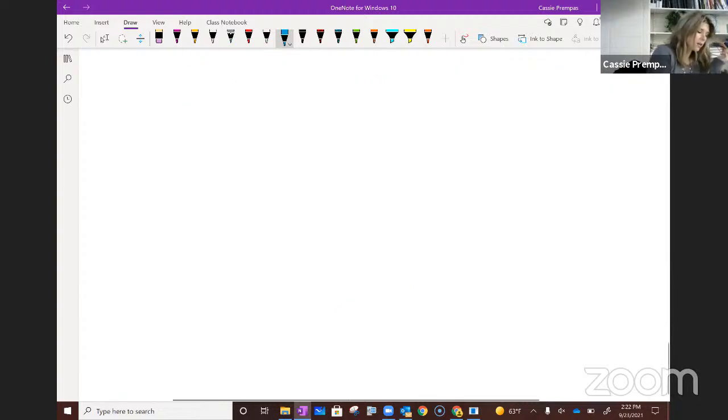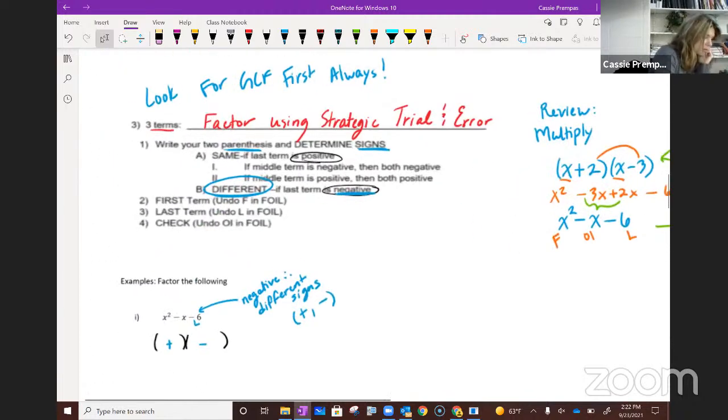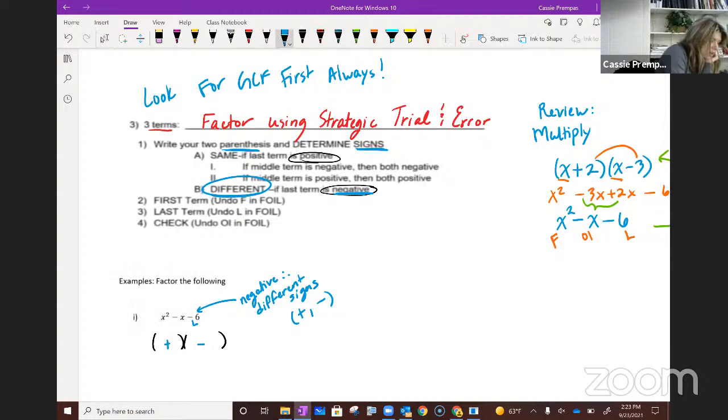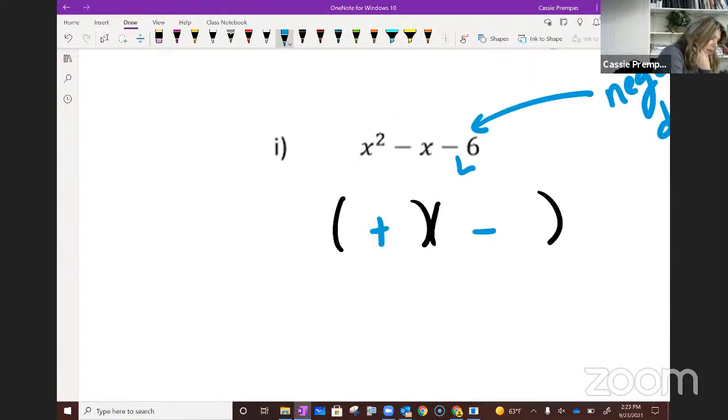Step 2 is to undo the first term in the process of FOIL. So undo the F in FOIL. So if I look back at example 1, the F came from this guy, x squared. So I want to undo that, unmultiply it.